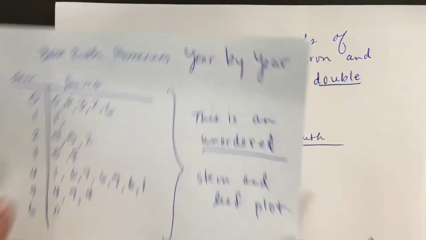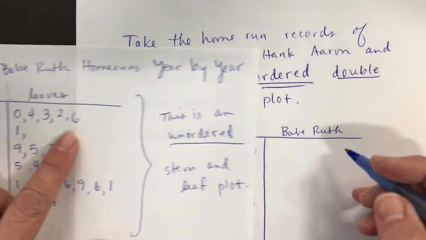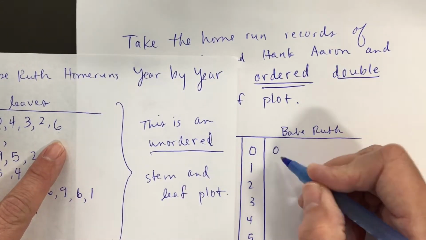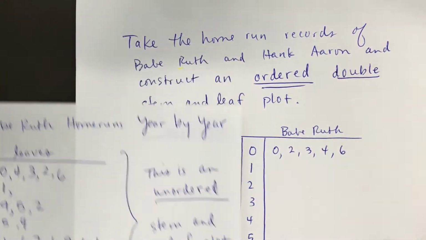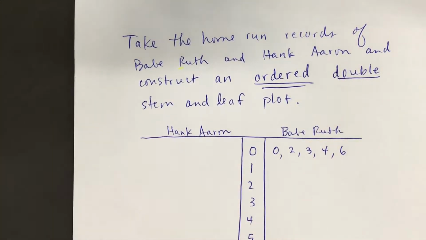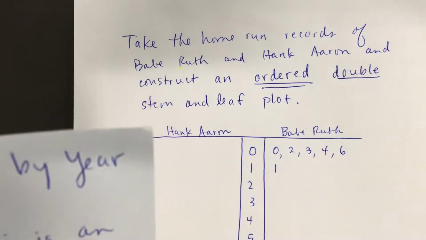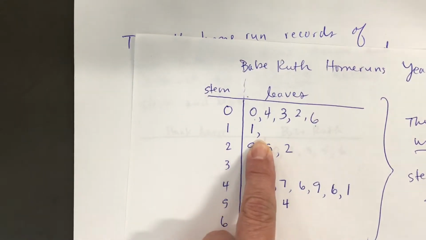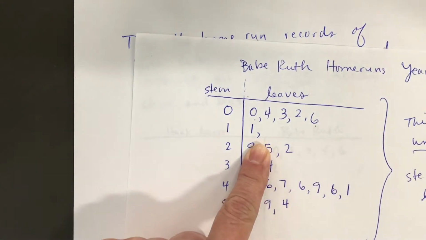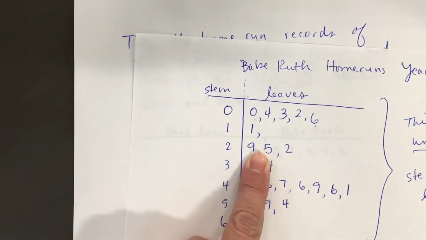So for Babe Ruth, I have 0, 4, 3, 2, 6. Let's put them in order: 0, 2, 3, 4, 6. He had 1 year he hit 11, so there's only one number in the teens. On the previous one, I put a comma after the 1. That was probably by habit. If you put a comma right there, my MyMathLab will mark it wrong.